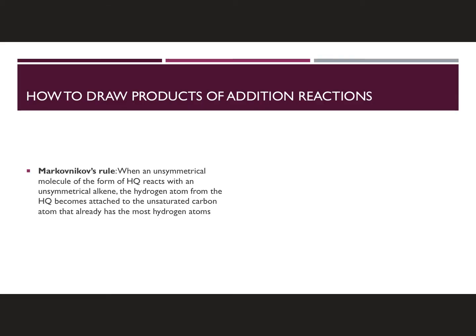So here's that Markovnikov's rule written out. So this is only going to apply when you have the unsymmetrical molecule that you're adding. So either the H-halogen or the water. When you put those groups on your original structure, the hydrogen atom from your small molecule that you're adding becomes attached to the unsaturated carbon, which is the one that already has the most hydrogen atoms. So the carbon of the double bond that already has the most hydrogen atoms. So let's look at some specific examples.